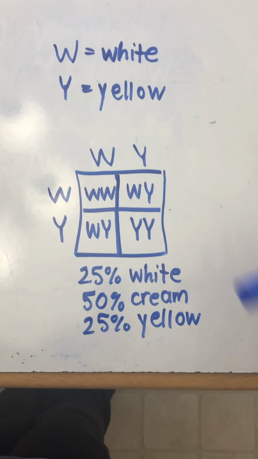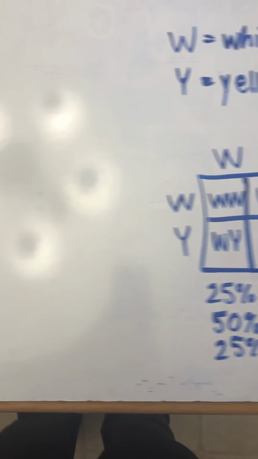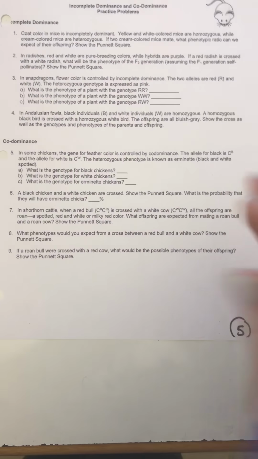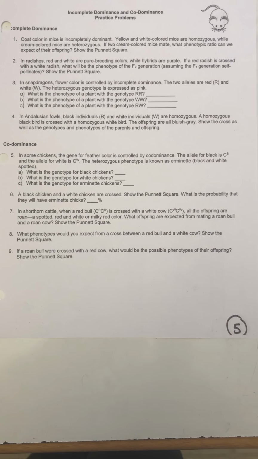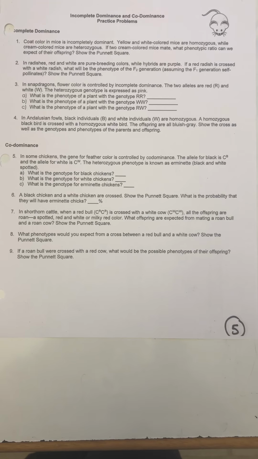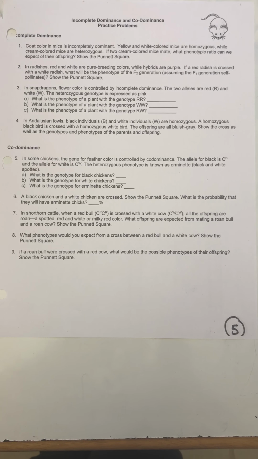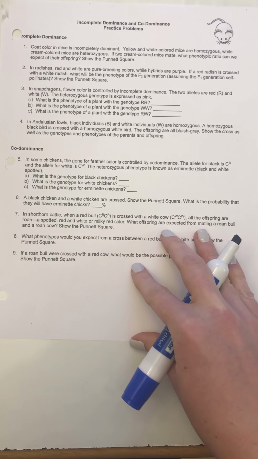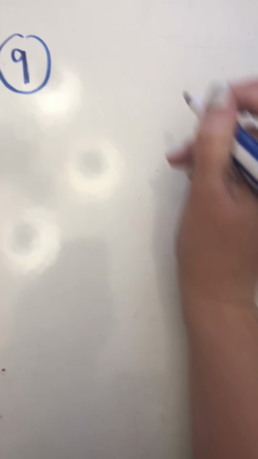So now we're going to slide over and we're going to do the codominance problem. So in this one, we're told that if a roan bull were crossed with a red cow, what would be the possible phenotypes of their offspring? So bull is the male, cow is the female. All right, so this is number 9 up here, okay?